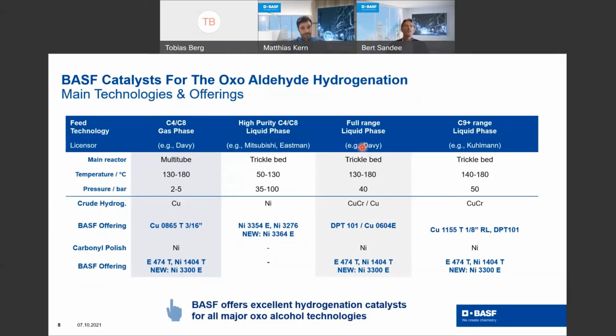On top of that, I would like to mention that in most cases, when copper is used as the core aldehyde hydrogenation catalyst, then you still require a carbonyl polisher, which is in most cases a nickel catalyst. We have offerings for that as well, even come with a new product here in introduction, but also that will not be part of the scope of this webinar. But again, please send your inquiries after the call to ourselves, and we'll be happy to address them.